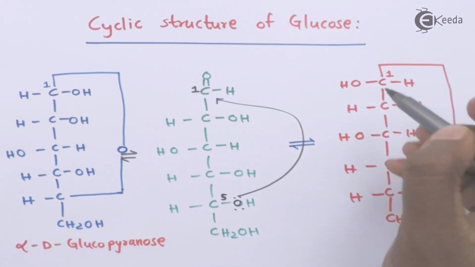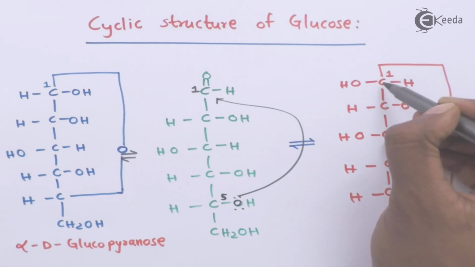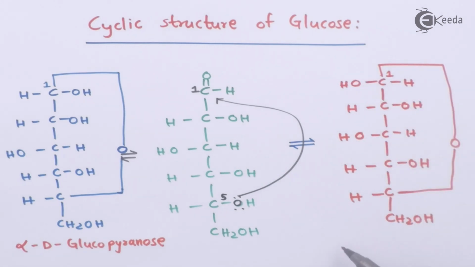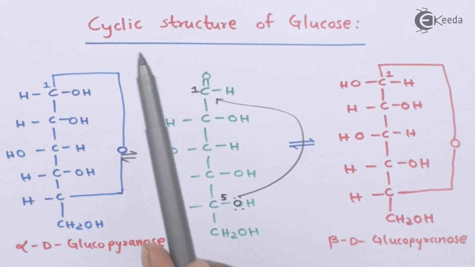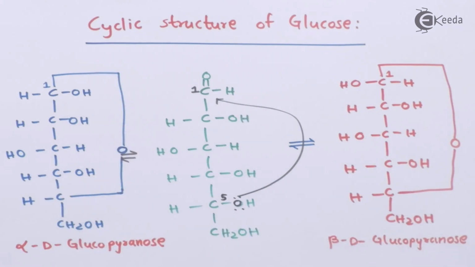Talking about this one, in this case the epimer carbon has the OH on the left hand side, so the name of this one would be given as beta-D-glucopyranose. And this is how we could give the cyclic structure for glucose, and that's it.